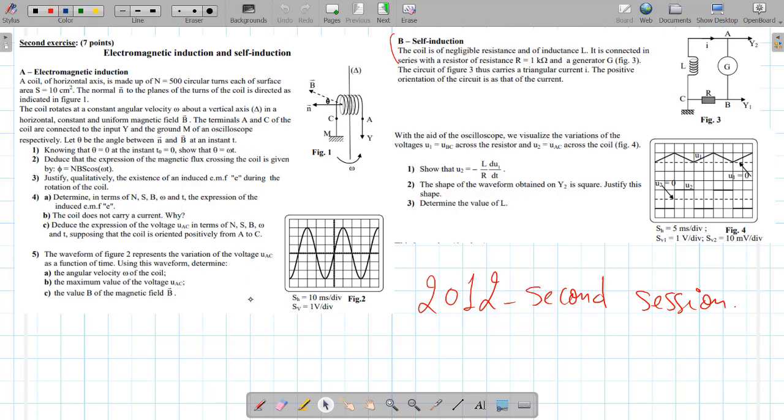يعطيكم العافية صبايا. عمل اليوم هو 2012 second session Electromagnetic Induction and Self-Induction. بالelectromagnetic induction راح نشتغل الروتيشن يعني variation of the angle between B and the normal unit vector N. وهالعمل مقسم من قسمين A and B. ال B electromagnetic induction، ال B self-induction. self-induction ما كان مطلوب منكم هالسنة، فإذا رح حل أنا وياكم only البارت A اللي هي electromagnetic induction.